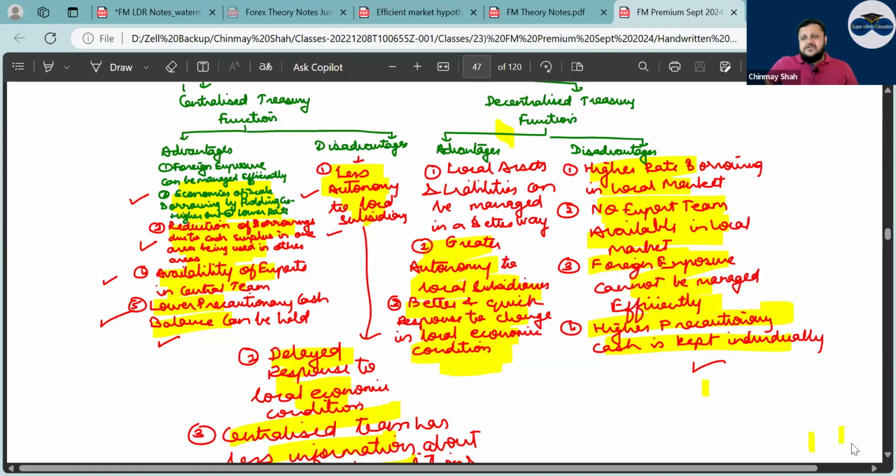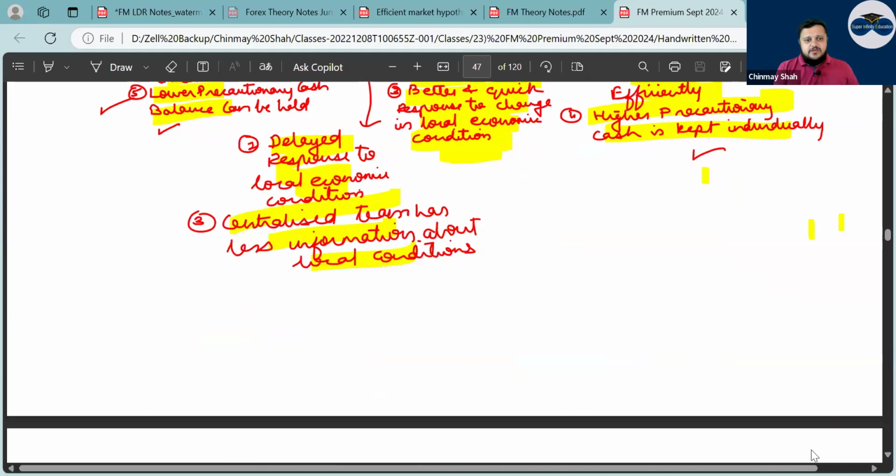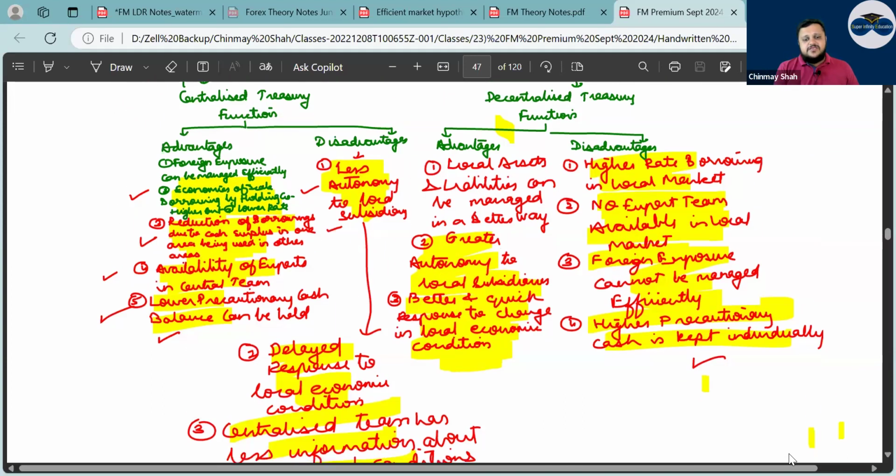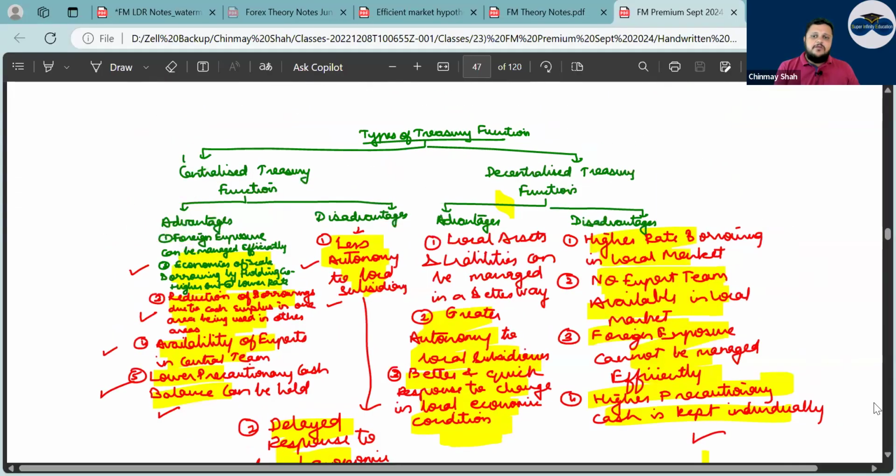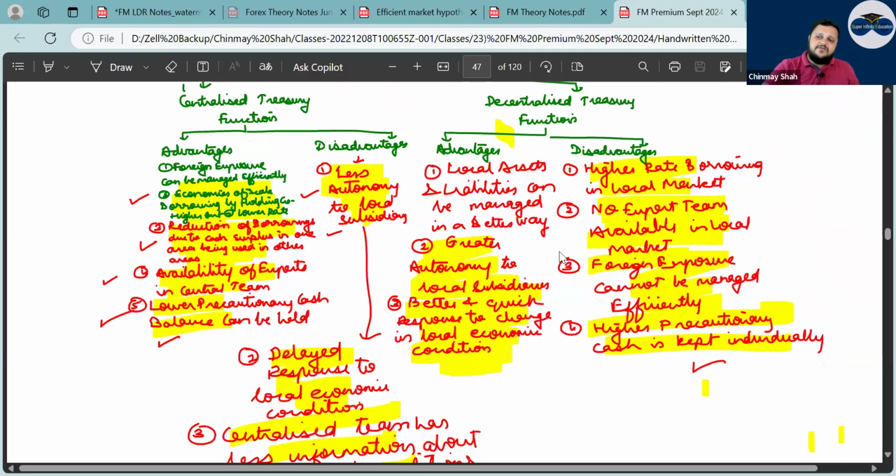Disadvantage, less autonomy. An Indian person knows what happens in India. Someone from USA cannot tell what to be done in India, correct? Delayed response to local economic conditions, correct? And the centralized team has less information about local conditions. But when it comes to decentralized, what are the advantages? Local assets and liabilities are managed in a better way, obviously, because you are in this country and you will be able to do that.